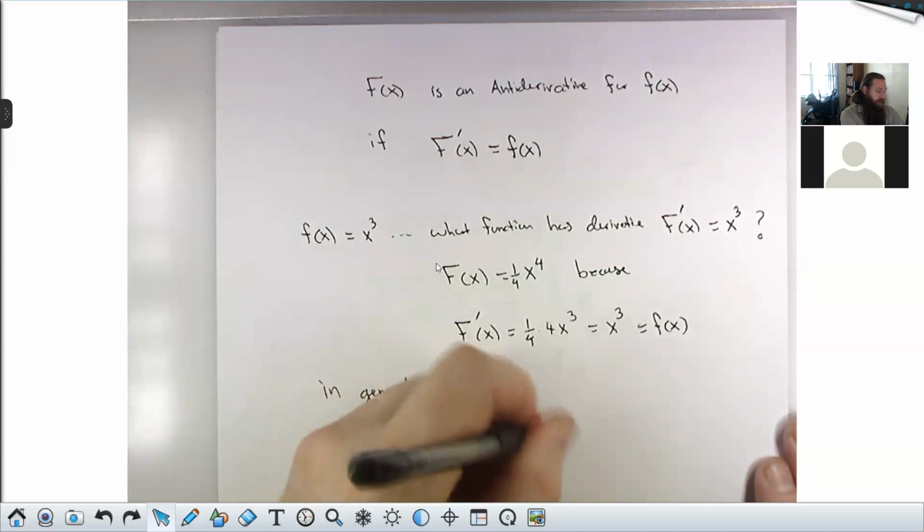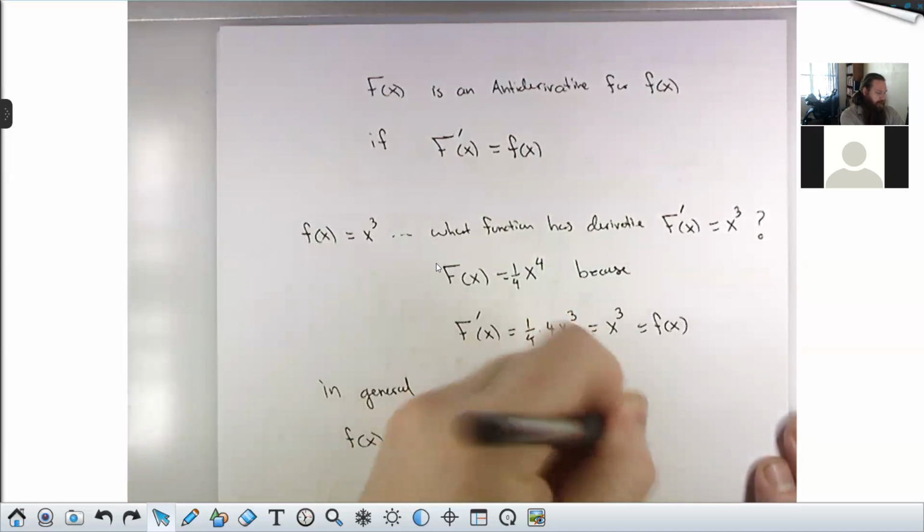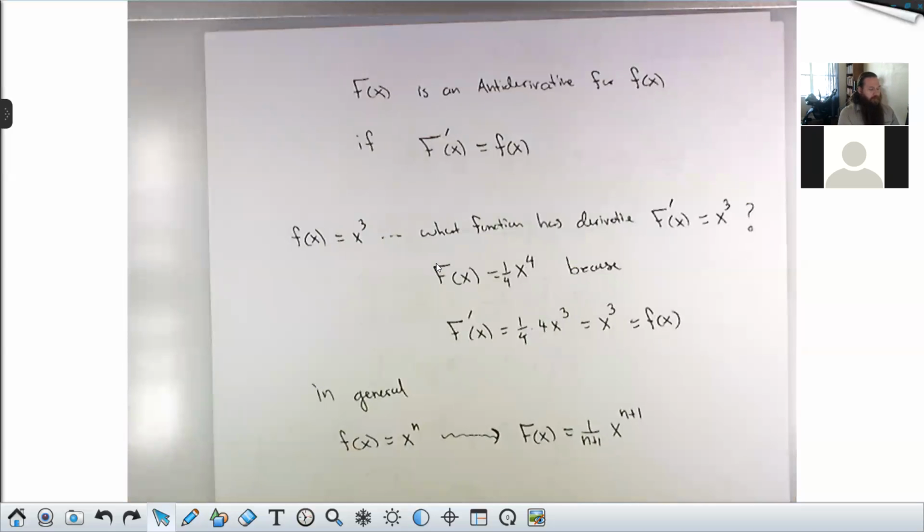But there's a few rules we have, and this power rule is the first one we need to get comfy with. So if you start with x to some power and you want to find an antiderivative, you increase the power by 1 and then divide by that new power. So that's where the 1/4 x to the 4 came from. I add 1 to the 3 and then I divide by the new power.